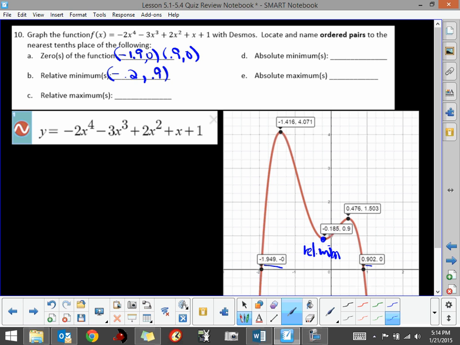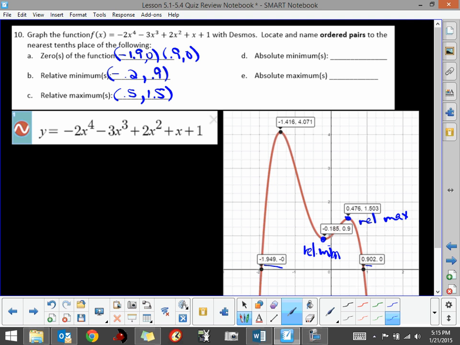Handwriting's terrible. The next one we want is relative maximums. Are there any places where we hit a relatively high point on our graph? And that is this point here. That's our relative maximum, and we round that off to the nearest tenth. So that's 0.5 and 1.5. So at 0.5, 1.5, we hit our relative max.